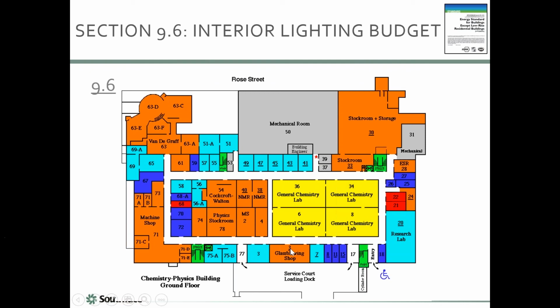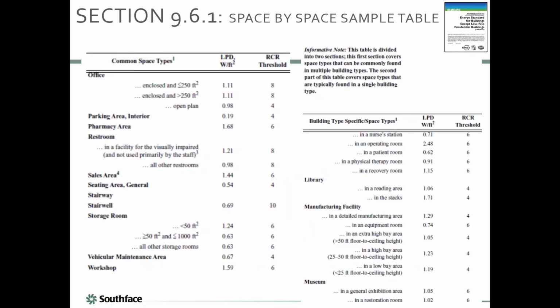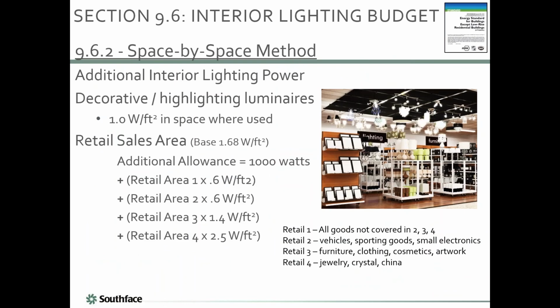So for example, here's a big complicated commercial building, and I'd have to enter each one of these square footages times the lookup for that type of occupancy. There are tables and tables and tables of these space-by-space tables, and you just say, okay, for example, a retail sales area is 1.44 watts per square foot. It depends on what you're selling too, so retail sales area has an additional multiplier.